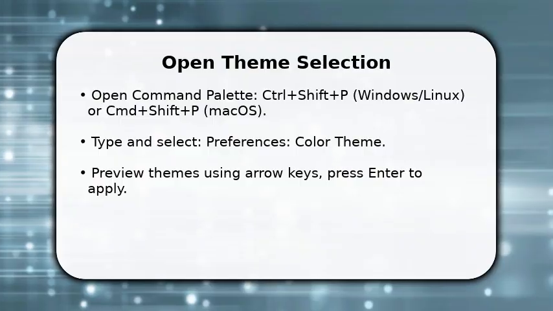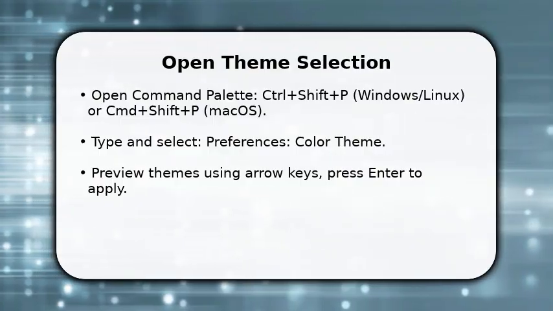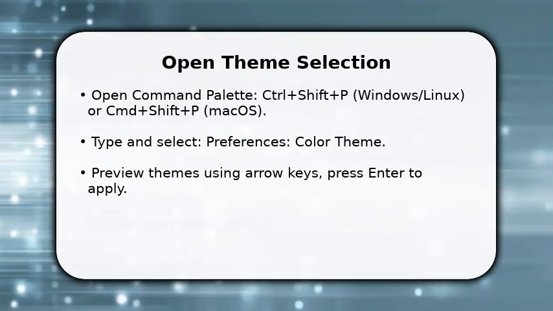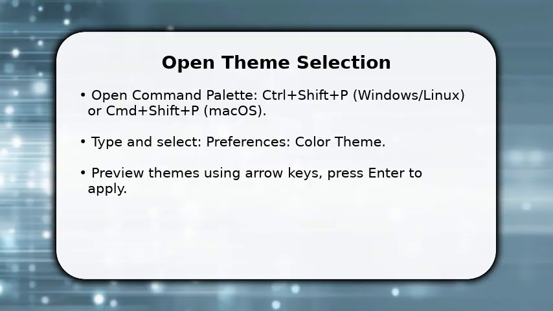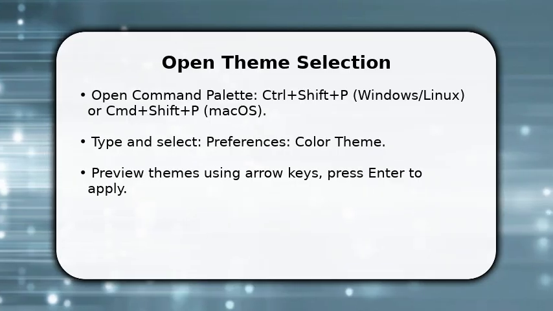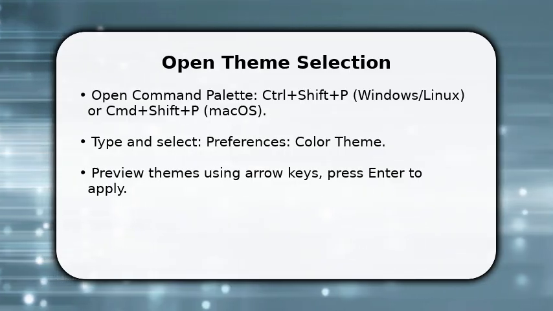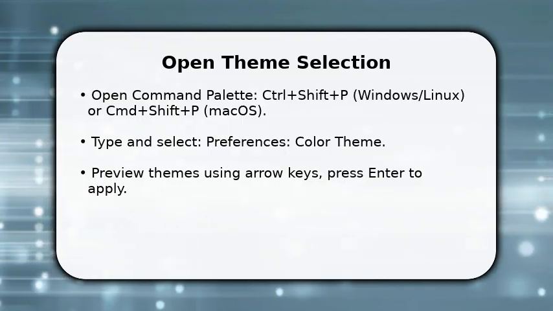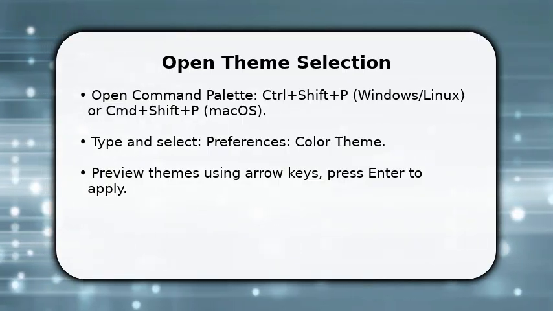You start by opening the command palette because it gives fast access to theme controls. Use Ctrl plus Shift plus P or CMD plus Shift plus P, then type Preferences, Color Theme. Once the list appears, use the arrow keys to preview each theme in real time. This lets you compare contrast and syntax highlighting instantly.